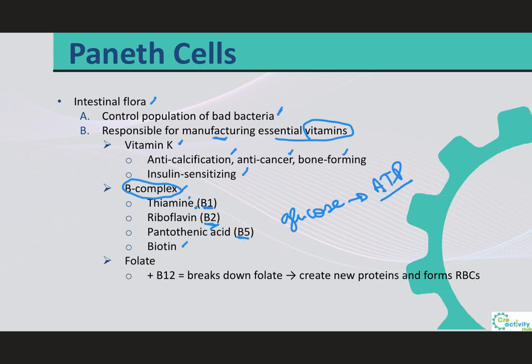Next, we have folate, which helps tissue grow and cells work properly, and together with vitamin B12, which will help to break down the folate, both will work to create new proteins and form healthy red blood cells. And we all know that for vitamin B12 to be absorbed by the body, we need intrinsic factor, which is released by which cells? Well, if you said parietal cells of the stomach, you are correct.